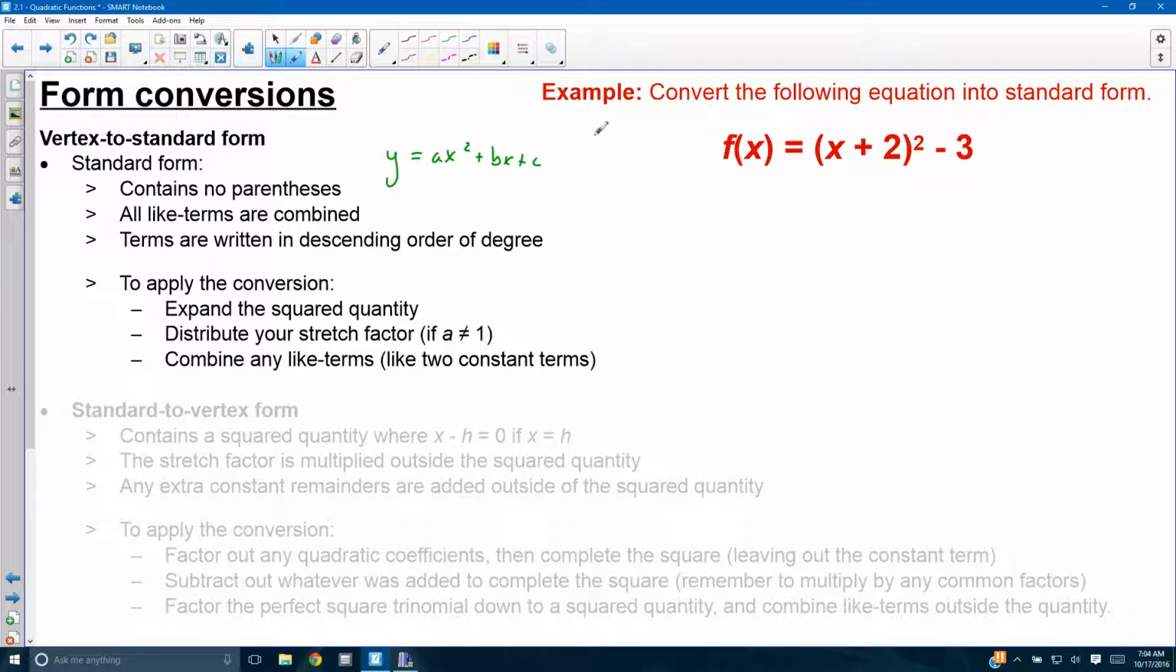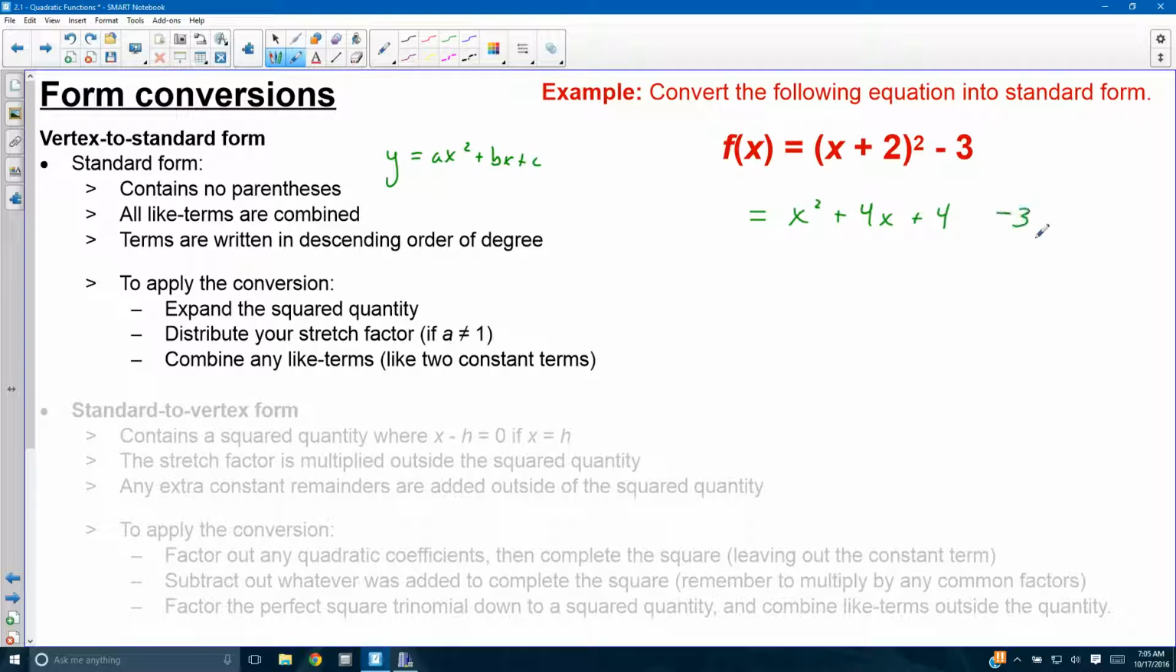It contains no parentheses. All like terms are combined. Now, you might not see anything to combine at this point, but you will. And terms are written in descending order of degree. So x squared first, x second, constant third. This is quadratic term, linear term, constant term. To apply the conversion, we're going to do the following 3 things. We're going to expand the squared quantity. So I'm going to go ahead and do x plus 2 quantity squared. That becomes x squared plus 4x plus 4.